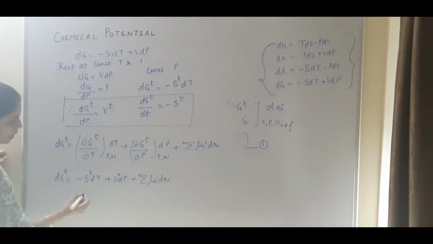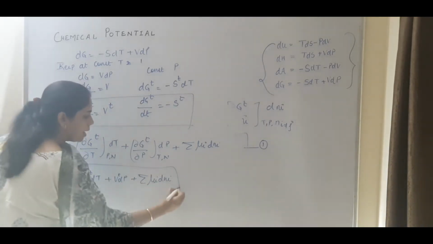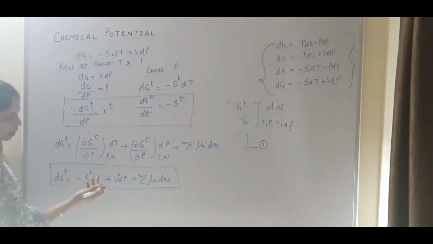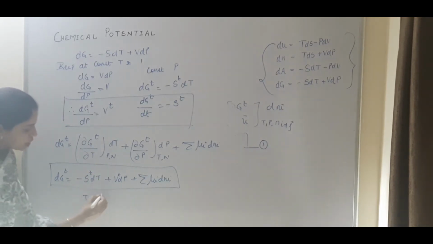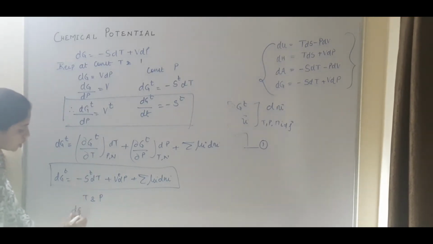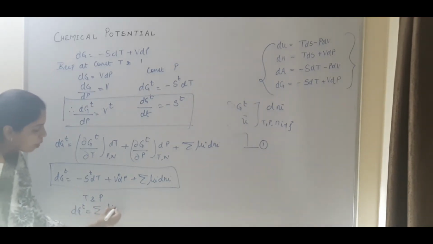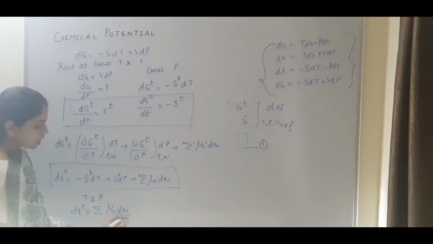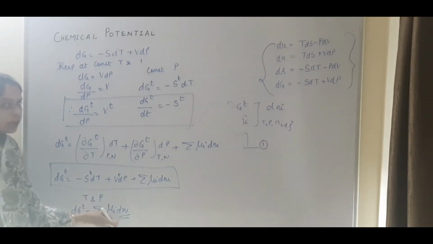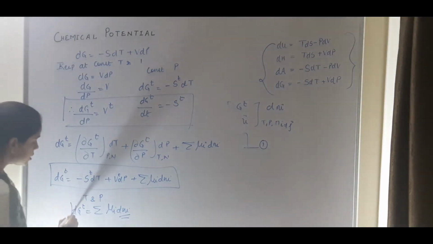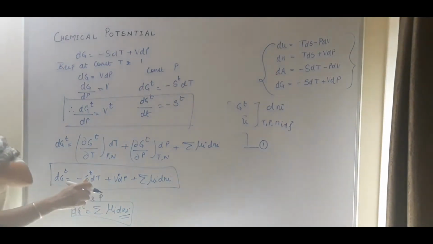Again, this is basically a fundamental relationship for the change in total Gibbs free energy of the solution. If you keep temperature and pressure constant, then the change in total Gibbs free energy totally depends upon mu i dn i, which is the change in the number of moles, or composition, of any component i. Okay, so this is what we understand from this equation.